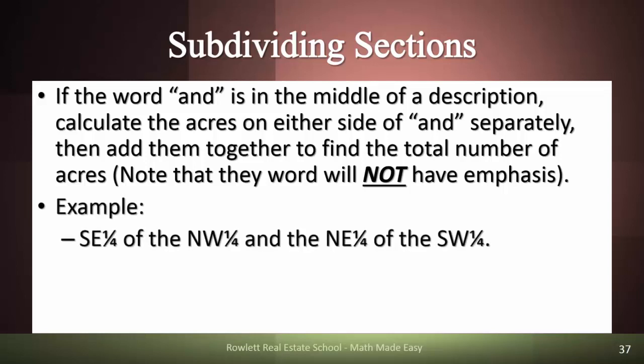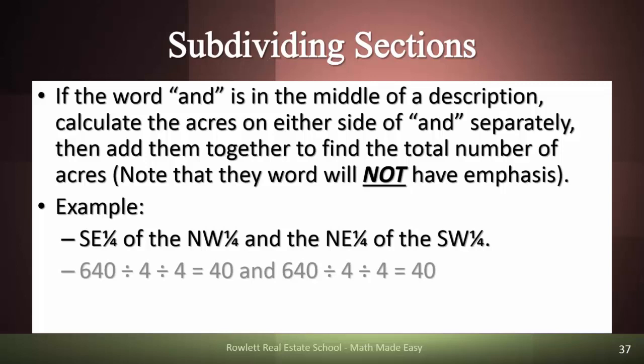So here we go. The southeast quarter of the northwest quarter and the northeast quarter of the southwest quarter. You'll start with 640 and then divide it by 4. Then we had another fraction, so another 4. And then we see the word "and," so we stop. That equals 40. Then we pick up again, restarting with the 640, because technically when it says "and," we're looking at a separate piece of property, which means we still have to start from the same 640 to find out how many acres it is on its own.